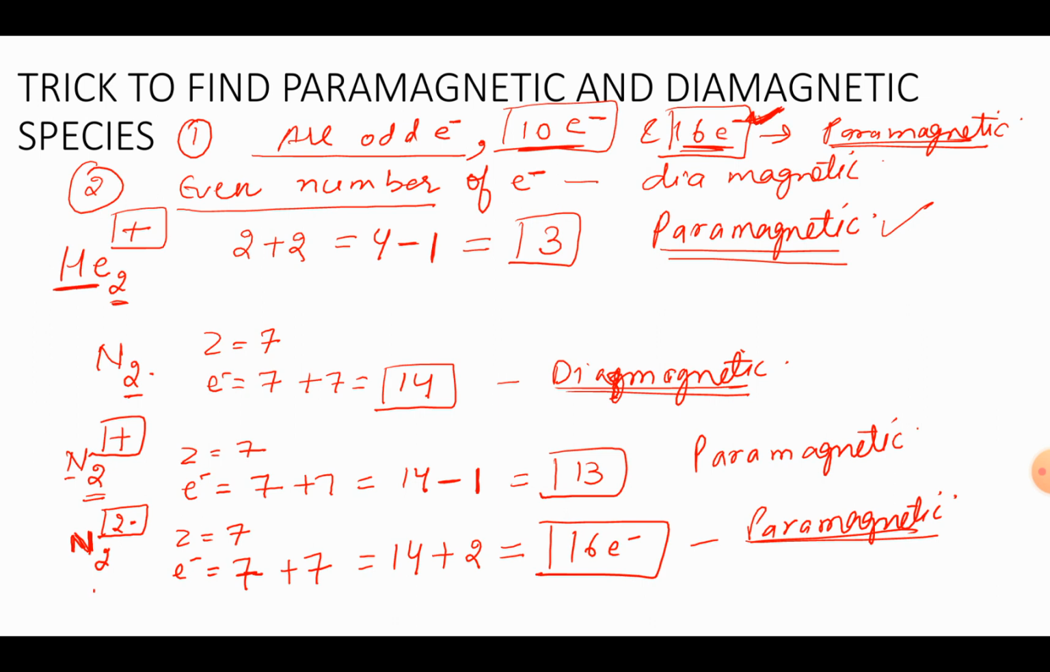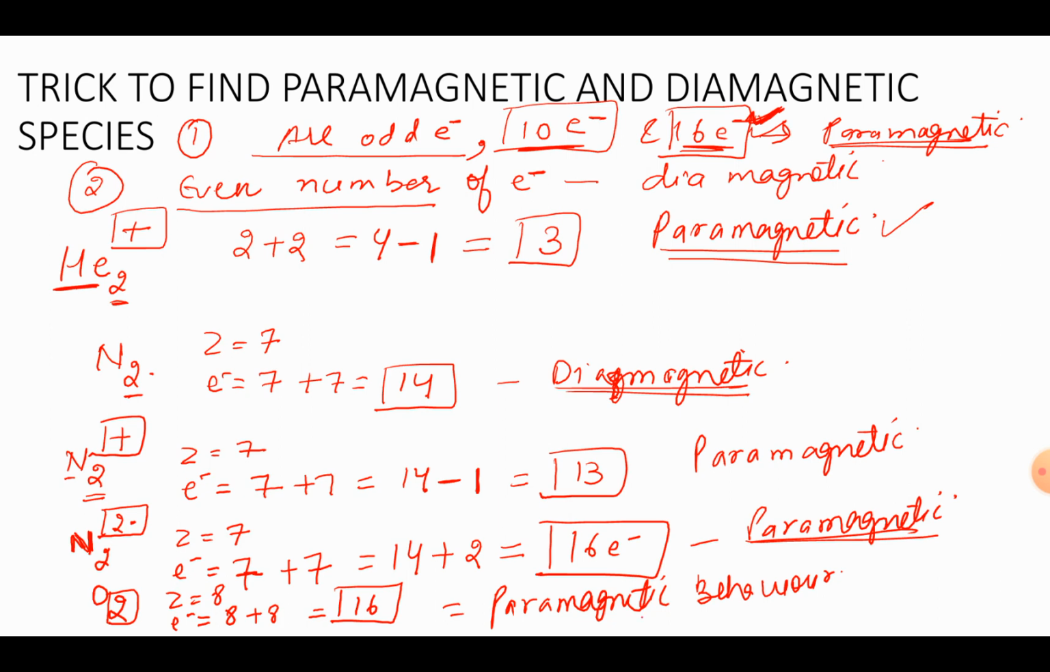Let us take O2. For O2, the atomic number is 8, the number of electrons is 8 and we have 2 oxygen atoms. So 8 plus 8 is equal to 16. Again the same case, 16 is a case of paramagnetic behavior. That is, one or more electrons are going to be unpaired in this case.